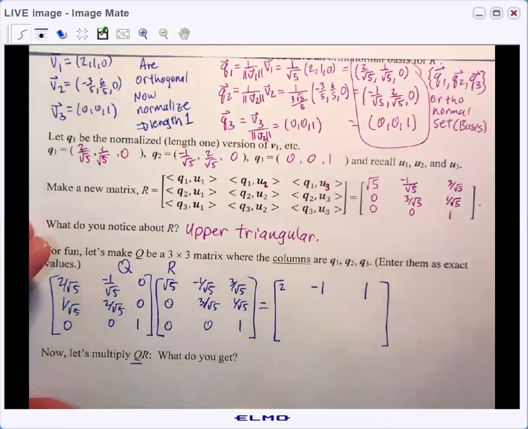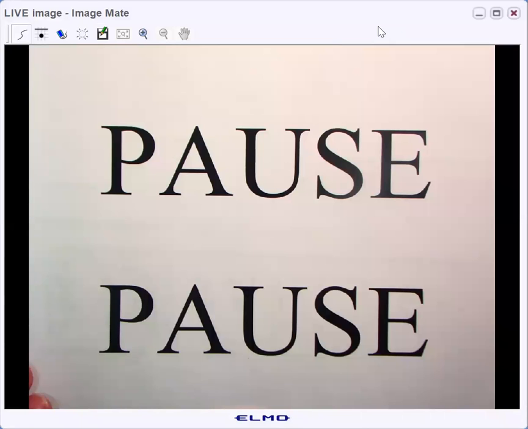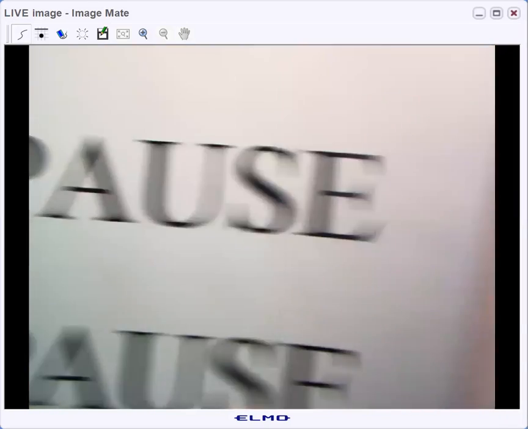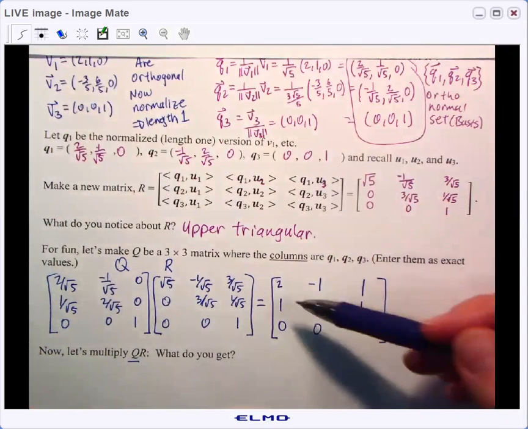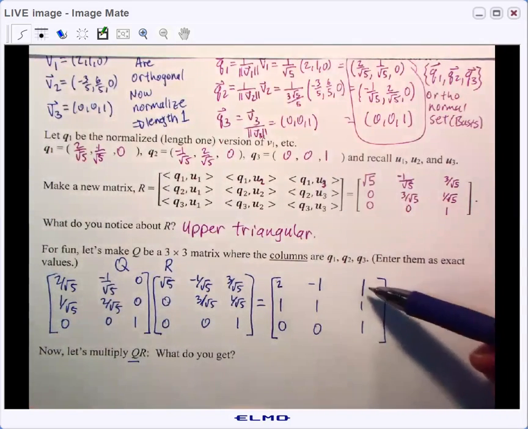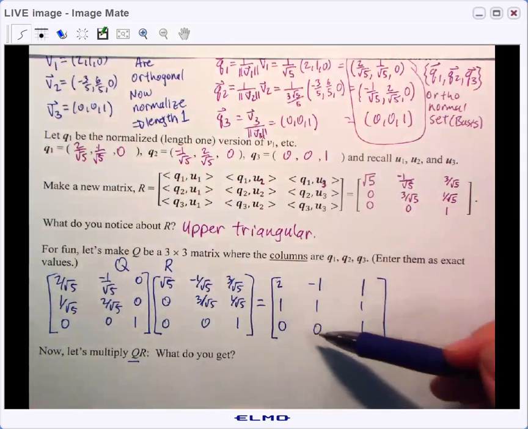So I'm going to pause the video and let you finish the matrix multiplication here and see if you notice anything cool. Okay. All right, so what did you get? I got 2, negative 1, 1, 1, 1, 1, and 0, 0, 1.